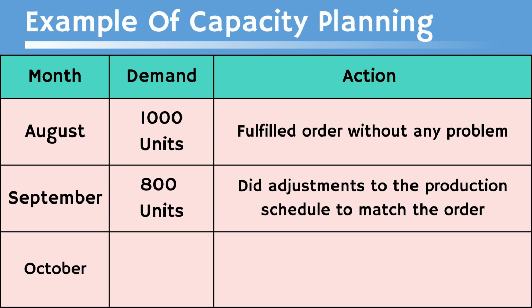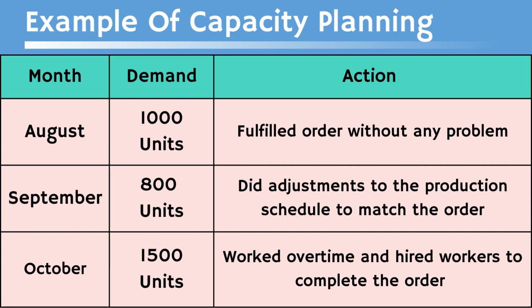In October, the demand for toys rebounded to 1,500 units. This was a welcome surprise, but it also put a strain on the company's capacity. They had to work overtime and bring in some temporary workers to meet demand.